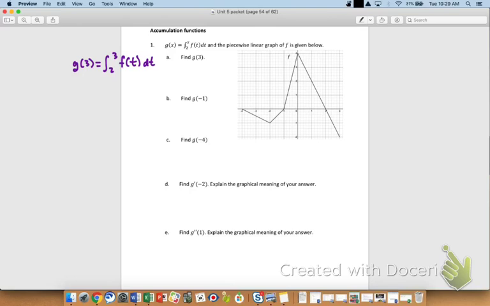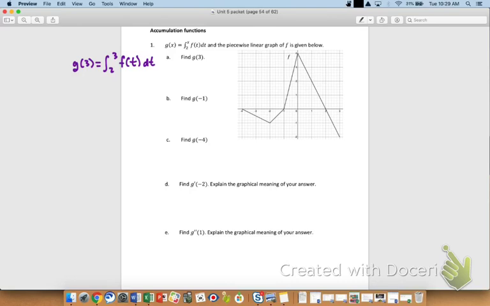Okay, so now we look at that right side and we say, great, it's the integral from 2 to 3 of f of t. How on earth am I supposed to find the integral from 2 to 3 of f of t? You look at the graph. And do what with the graph? Area, right? If you can't integrate, just accumulate area. If you can't integrate, accumulate.